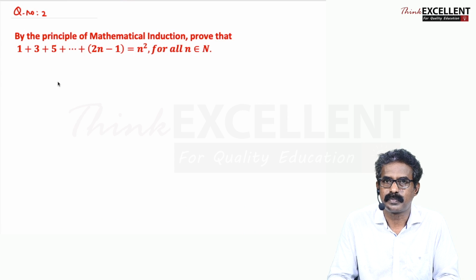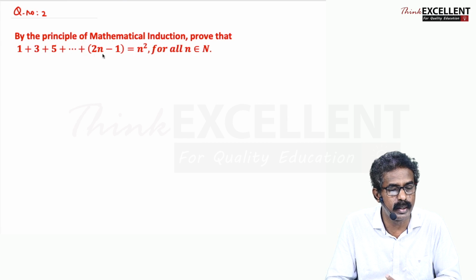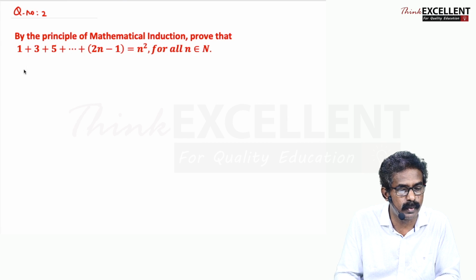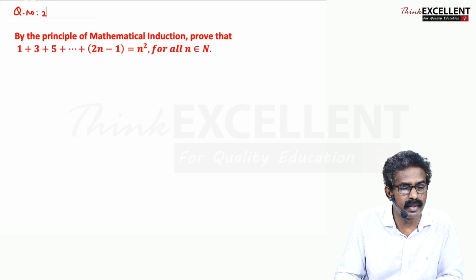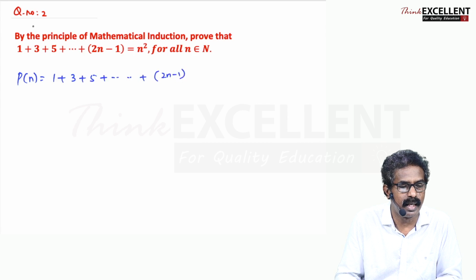Look at this question. By the principle of mathematical induction, prove that 1 plus 3 plus 5 plus etc. up to 2n minus 1, the answer is n squared. First, we give a name to the statement to prove: P of n is equal to 1 plus 3 plus 5 plus etc. up to 2n minus 1. Now, there are 3 steps. The first one is P of 1.